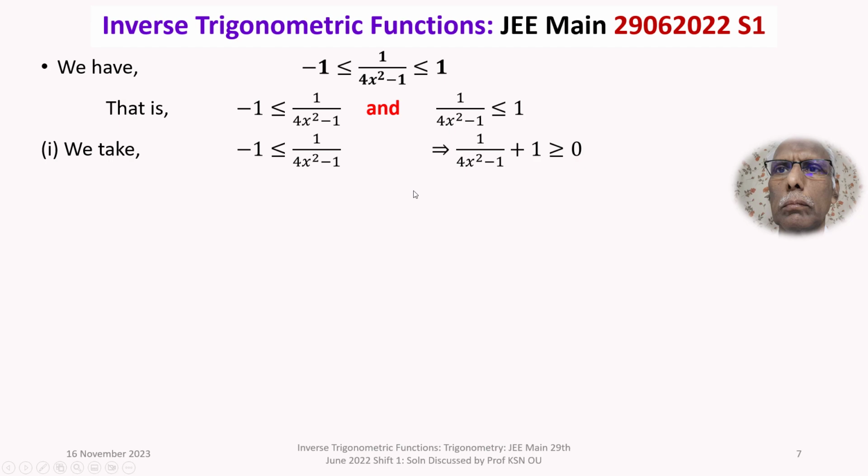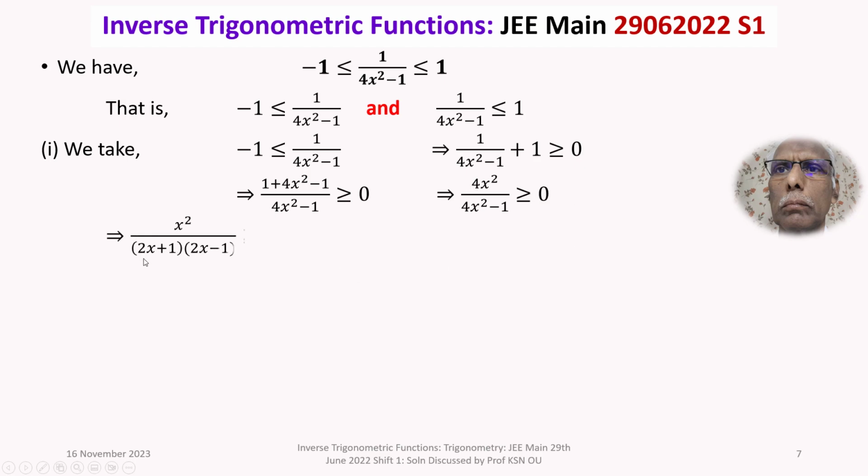Now, bring this minus 1 from the left hand side to the right hand side. Then it will be 1 by 4x square minus 1 plus 1 greater than or equal to 0. Good. Take the LCM. This will be 1 plus 4x square minus 1 by 4x square minus 1 greater than or equal to 0. This will imply 4x square by 4x square minus 1 greater than or equal to 0. So cancelling 4 throughout, you will get x square by 2x plus 1 into 2x minus 1, those are the factors for the denominator, greater than or equal to 0.